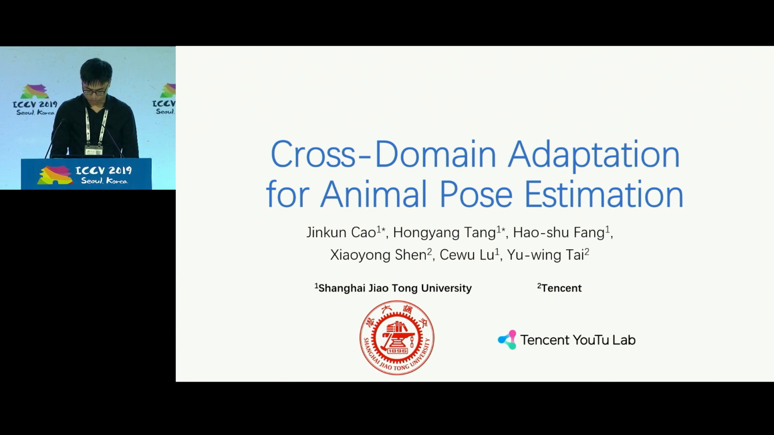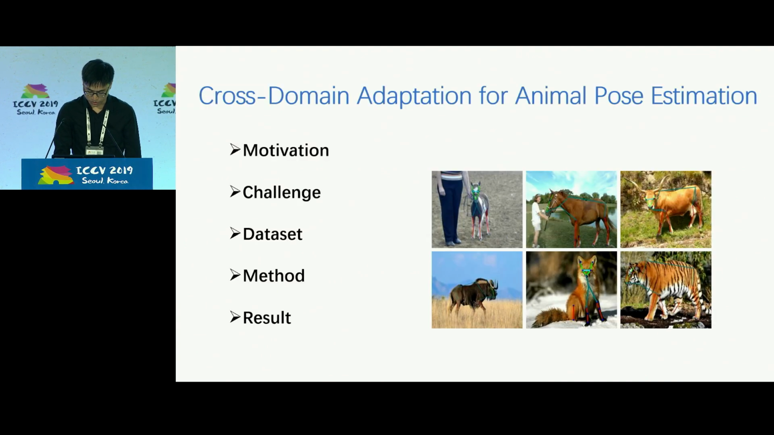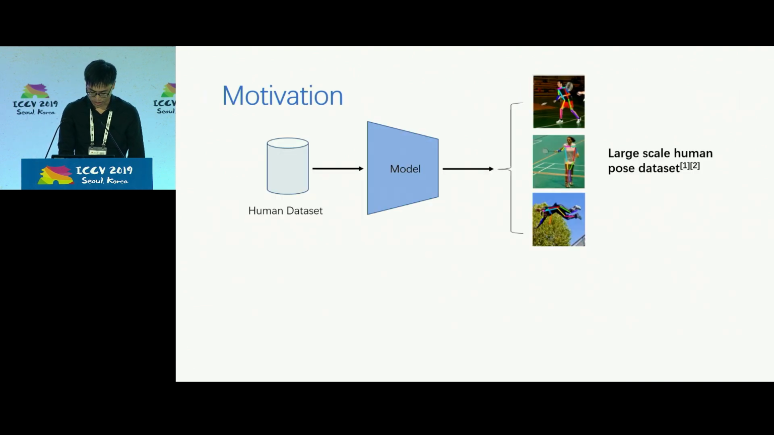I'm honored to present our paper, Cross-Domain Adaptation for Animal Pose Estimation. I will introduce it in the following aspects. Previous works that focused on human pose estimation have achieved promising results. Their success is based on large-scale human pose datasets, such as COCO, but there is almost no work for animal pose estimation, although there are many applications.